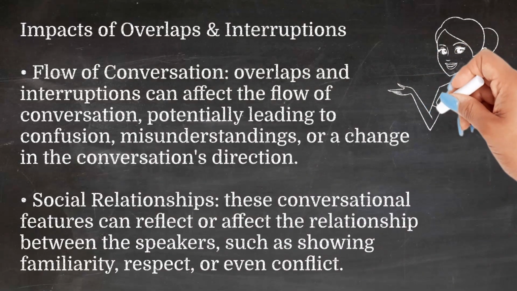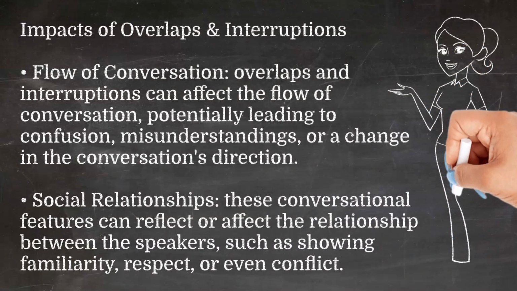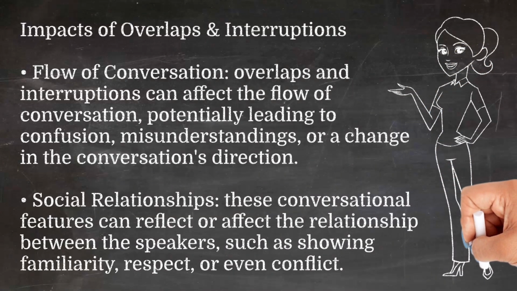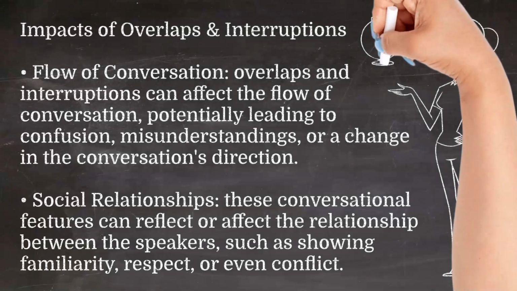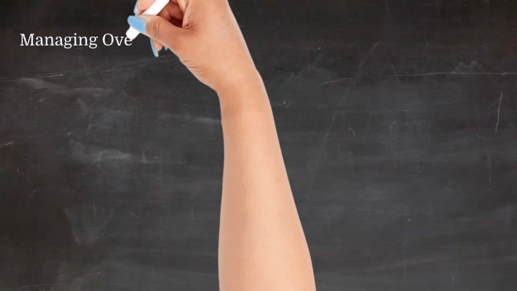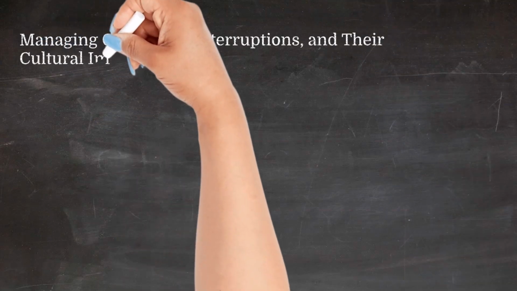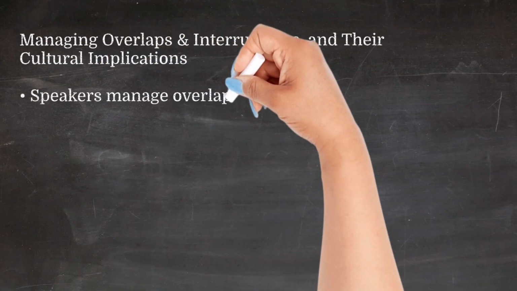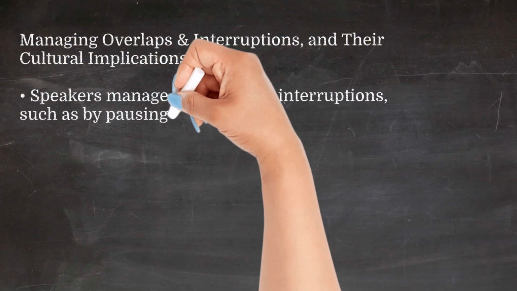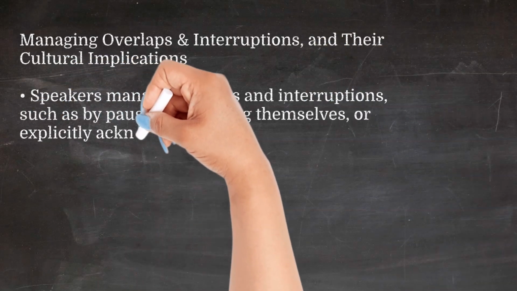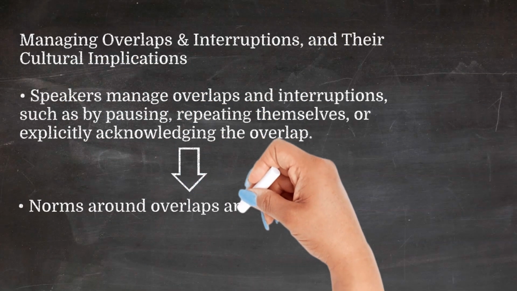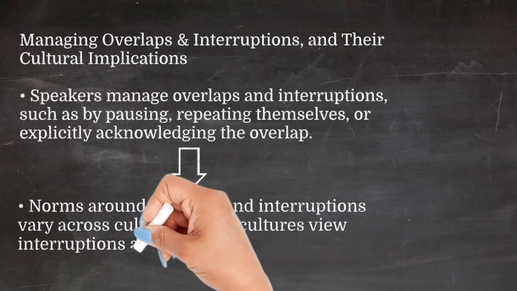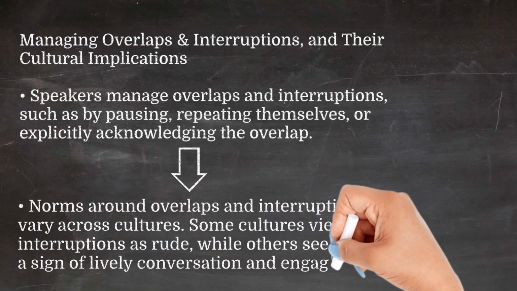This conversational feature, in fact, can reflect or affect the relationship between the speakers, such as showing familiarity, respect, and even conflict. To conclude, we should also say that overlaps and interruptions have cultural implications, and they can also be managed inside an interaction. In general, speakers manage overlaps and interruptions by pausing, repeating themselves, or explicitly acknowledging the overlap.